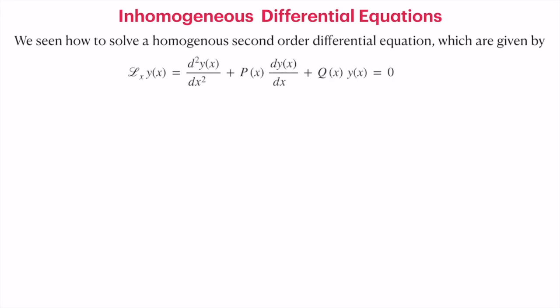Let's start with the inhomogeneous differential equation. Earlier, we have seen how to solve the homogeneous second order differential equation, which is given of the form: the differential equation in the variable x acting on a dependent variable y is d square y by dx square plus p dy by dx plus q into y is equal to 0, where the source term is 0.